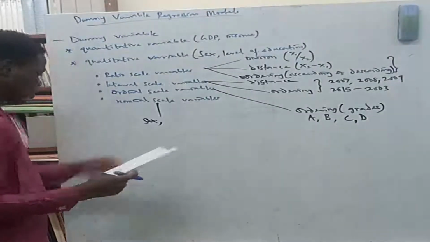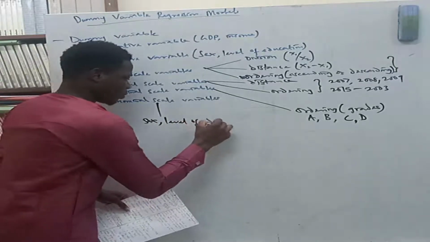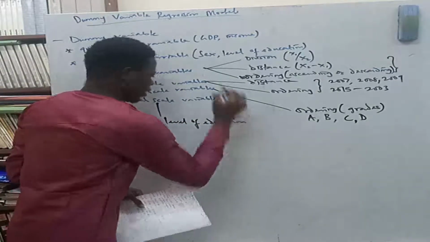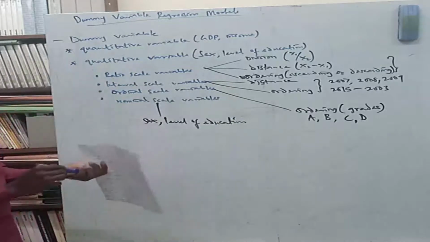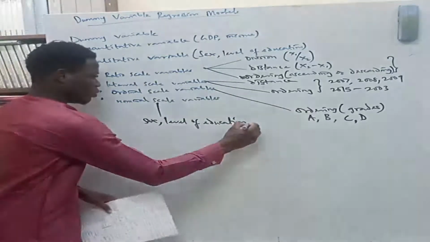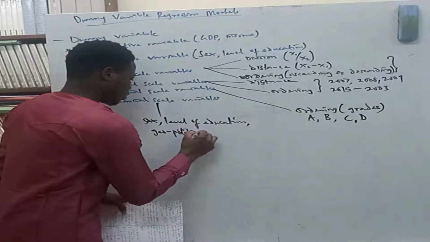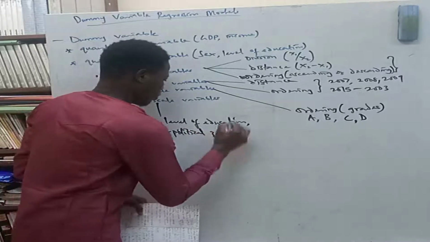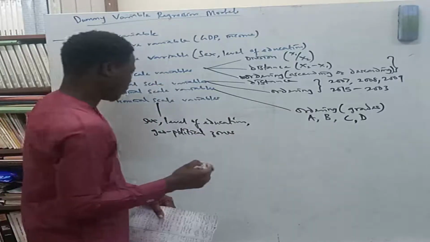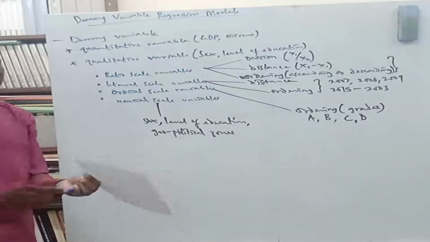You're talking about, let's say, level of education, and all other things you can think of. Let me add one to it: geopolitical zones, political zones. Yes, and any other example you can think of.